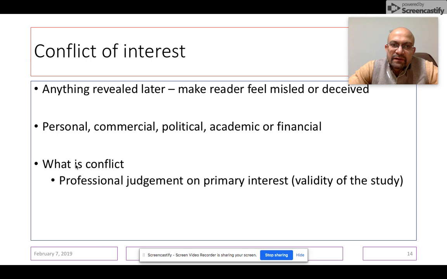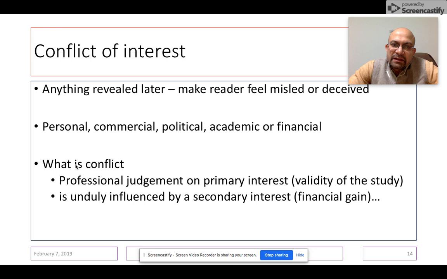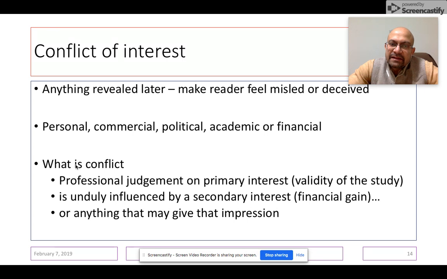So let's define what a conflict is. A conflict is when a professional judgment on the primary interest of the study, which affects the validity of the study, is unduly influenced by a secondary interest, such as a financial gain. Or if there is anything else that may give this kind of an impression, then this is certainly falling into the conflict of interest category and should be avoided.